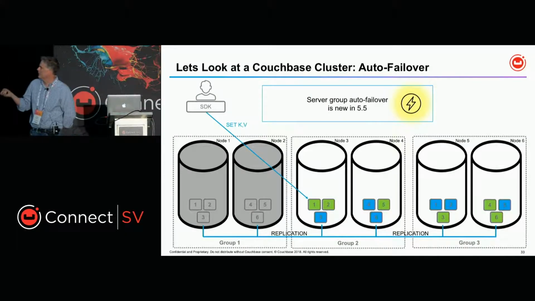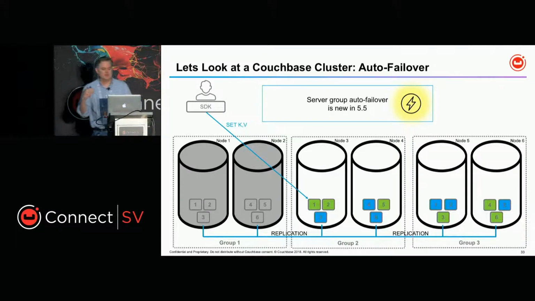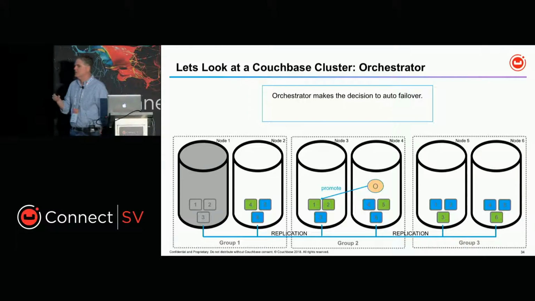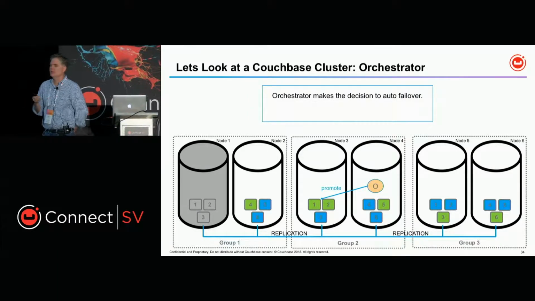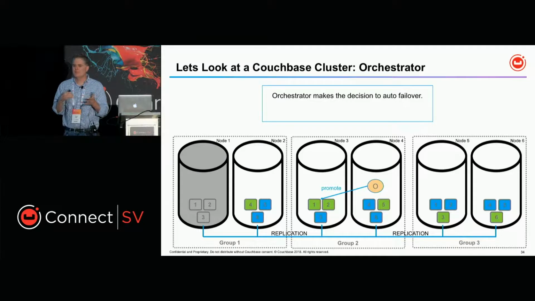We've promoted the active vbucket on node 3, and we've promoted the active vbucket on node 6. And this is also new in 5.5. Now, there needs to be an entity to make that decision. In Couchbase, we call that process the orchestrator. The orchestrator process is a singleton process that runs across the cluster. And it monitors the state of the cluster, and we'll talk more about that in a second.